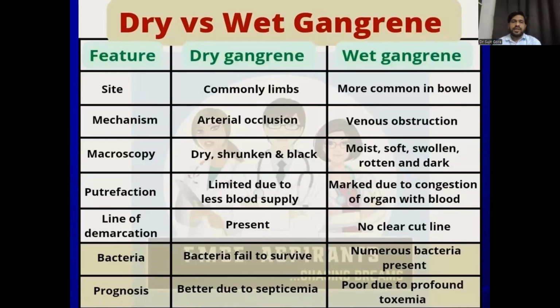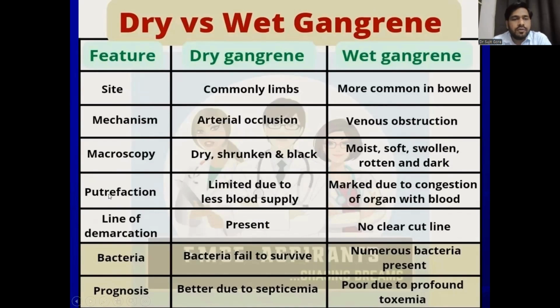Now the next part, which is very important from the short note perspective, is the difference between dry gangrene and wet gangrene. The first is site. Dry gangrene is commonly in the limbs. Wet gangrene is commonly in the bowels. Mechanism: dry gangrene is because of arterial obstruction, and wet gangrene is mostly because of venous obstruction, but sometimes arterial obstruction is also there. Macroscopically, dry gangrene is dry, shrunken and blackish in color. In wet gangrene it is moist, soft, swollen, rotten and dark in color.